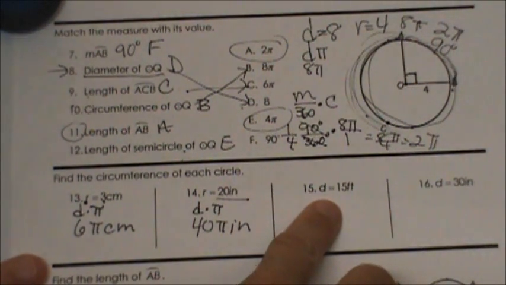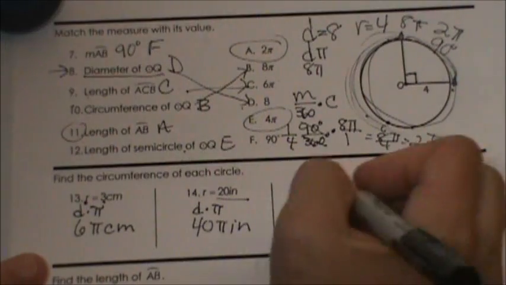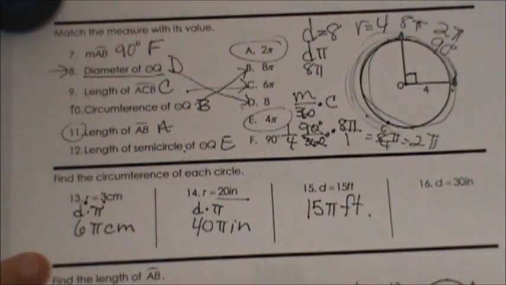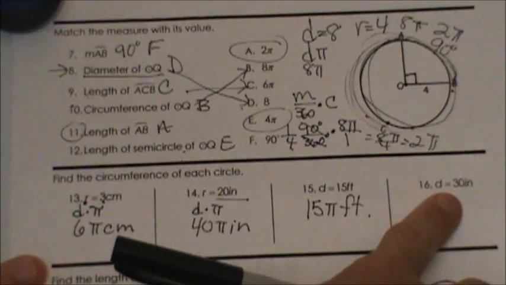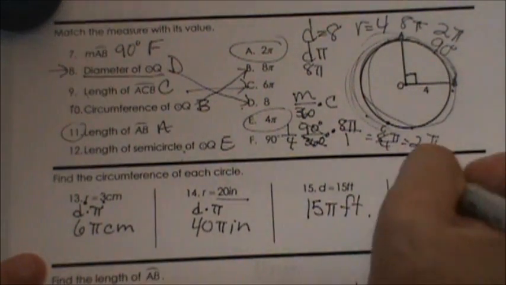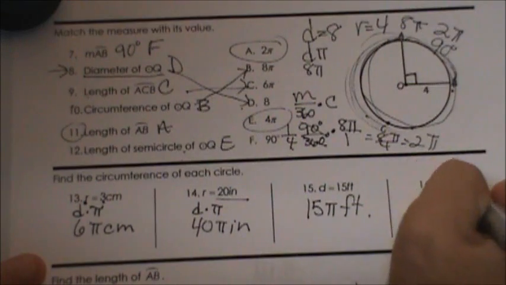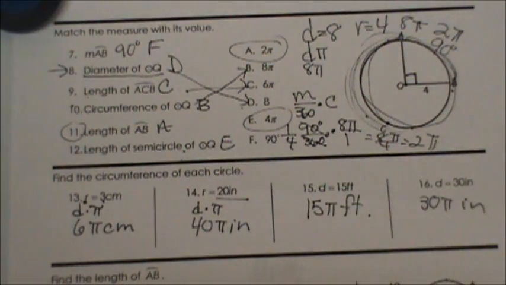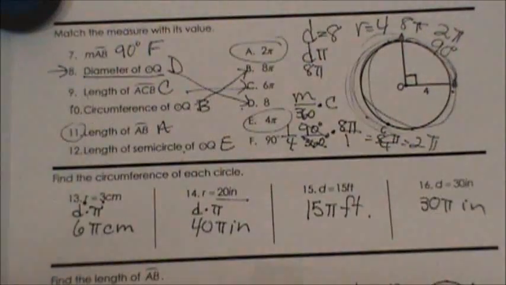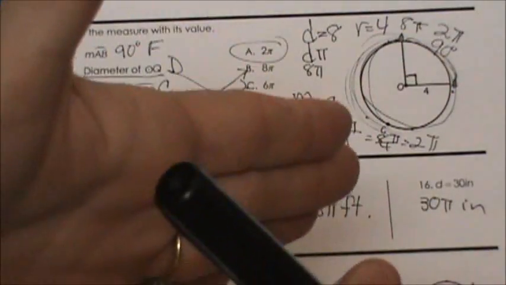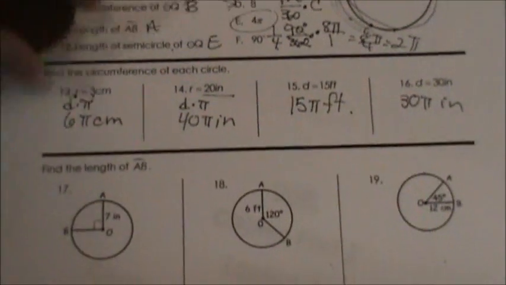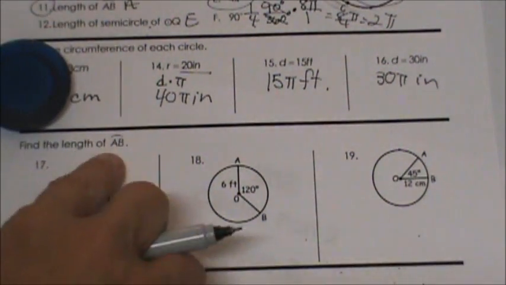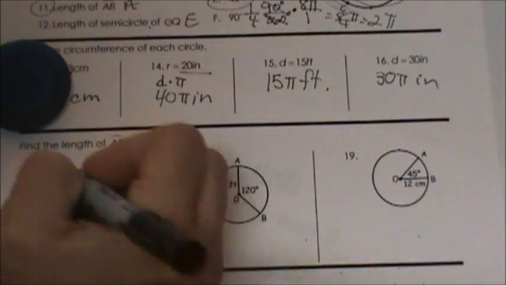Okay, this one's given as a diameter, so all we do is stick a pi next to it. So that's 15 pi. And again, this is really easy. Diameter's given, you just stick a pi next to it and you get 30 pi. Okay, so those are straightforward, finding circumference given either radius or diameter. Now let's find some lengths. We need to find the length of AB.